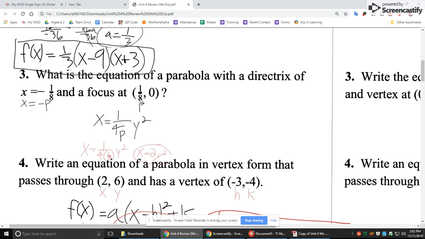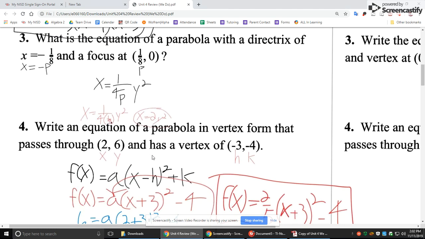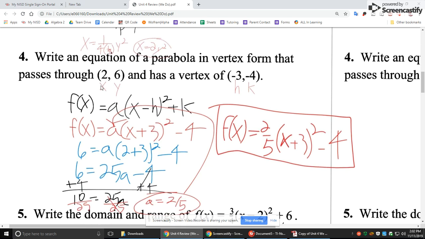But just plug in 1/8 for p, because p occurs in the focus, or the opposite sign of p occurs in the directrix. So if you flip the sign of -1/8, that's positive 1/8. So just do 1/4 times 1/8, and you get 2. So yeah, that's that. Number 4, write an equation in vertex form.